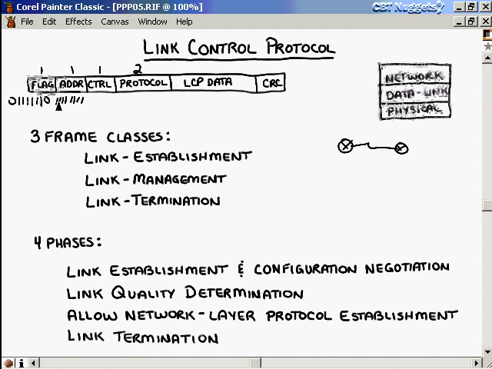All right. Then the control field. The control field is always going to be the same as well. That's going to be 6 zeros, 5, 6, and 2 ones. All right. Now here's where it gets different.